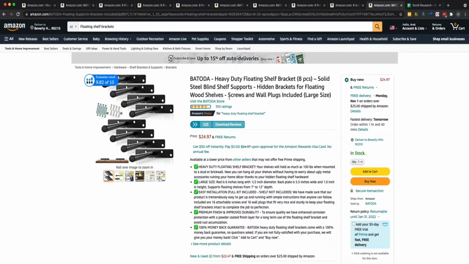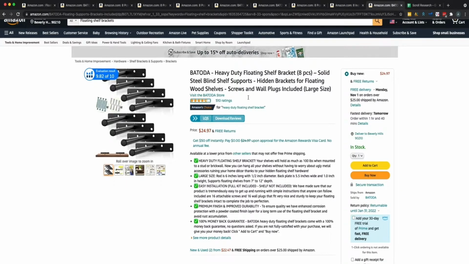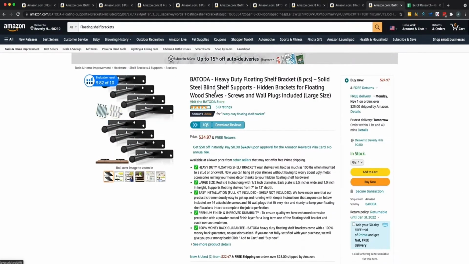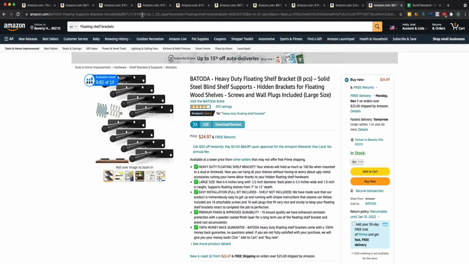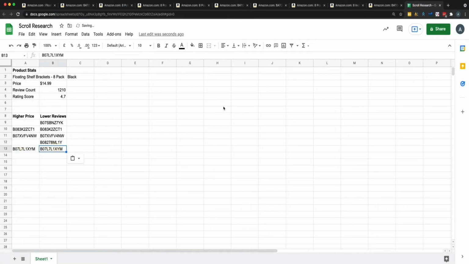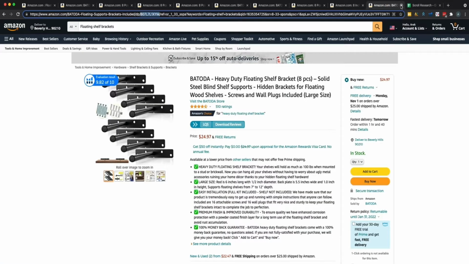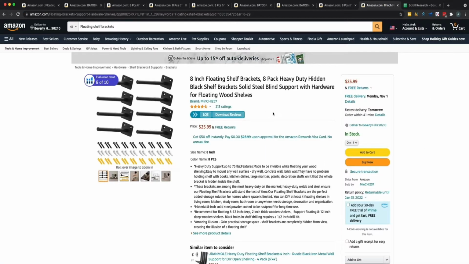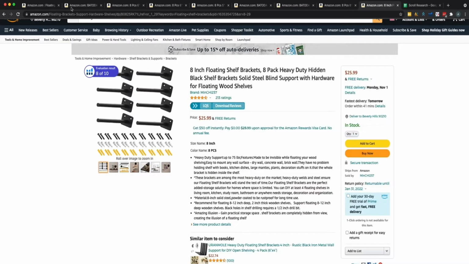So if we go into this one here, we have heavy duty floating shelves, solid steel brackets, $24.97. Again, a lot higher price and still a lot lower in reviews. So I'm going to bucket this guy into both of these: lower reviews and higher price.